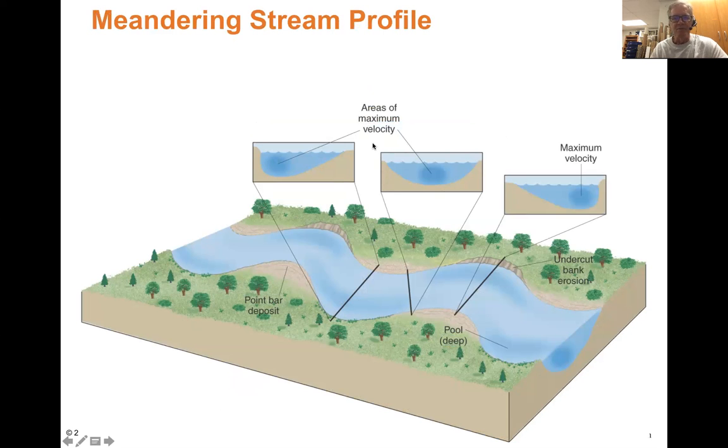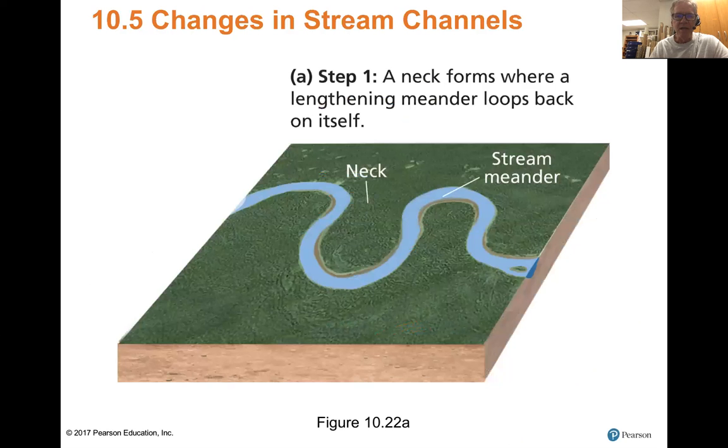Again, here's your stream profile, and the areas of maximum velocity are over here where we do the undercut, and over here. So again, this is an animation that's in the weekly module, so make sure you watch that.